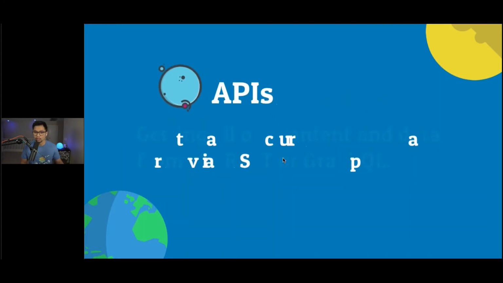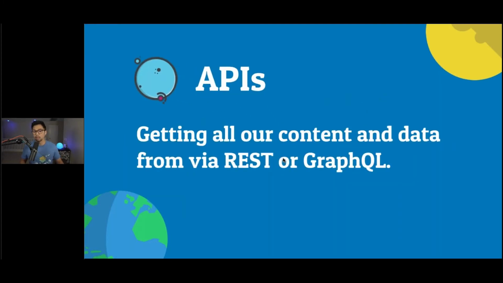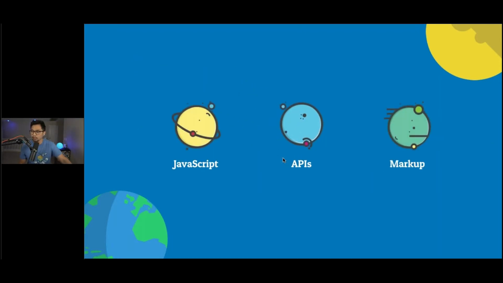All right, let's talk about APIs, getting all of our content and data from a REST API or GraphQL. The cool thing about this is that you can call any data source your API, right? So if we have our database and we built an API around our current database, that would be our API. That would be where we get content.